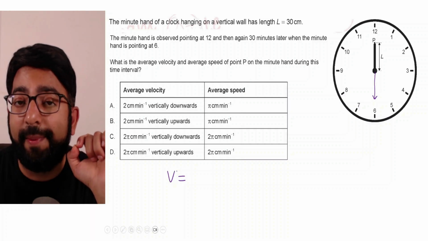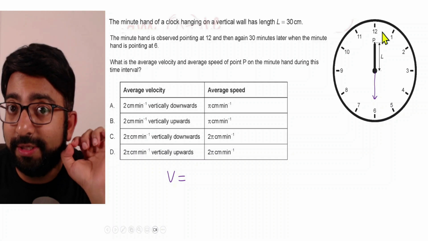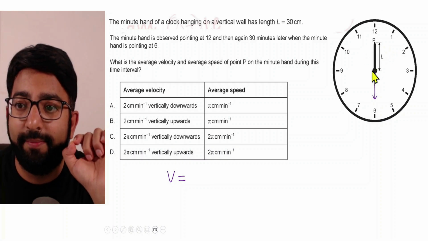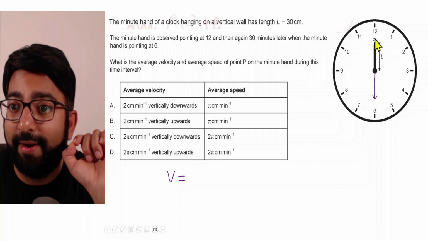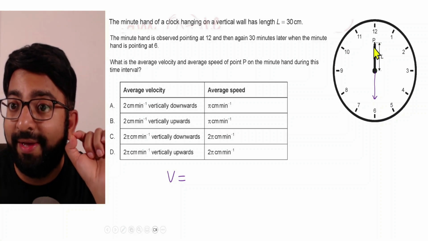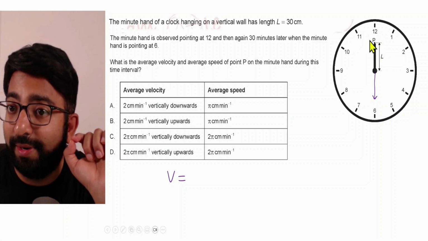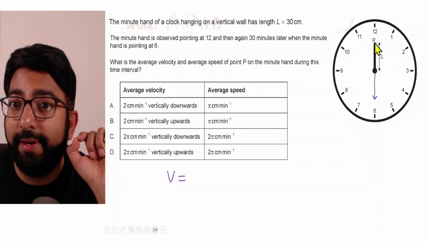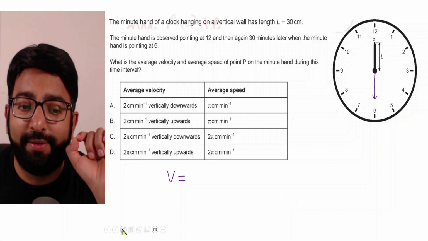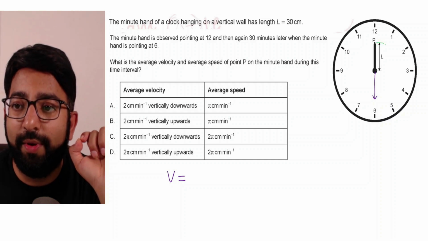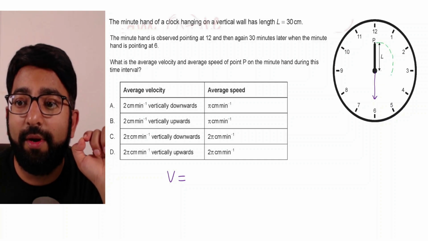Average velocity is displacement upon time. So what is the displacement of this minute hand? Before we do that, we need to understand how the minute hand is actually moving. So this is a clock. So minute hand, the tip of the minute hand. So consider this point P. This point P is going to go in a circular arc. Let me draw a dotted line. So it is going to move in a circular arc.